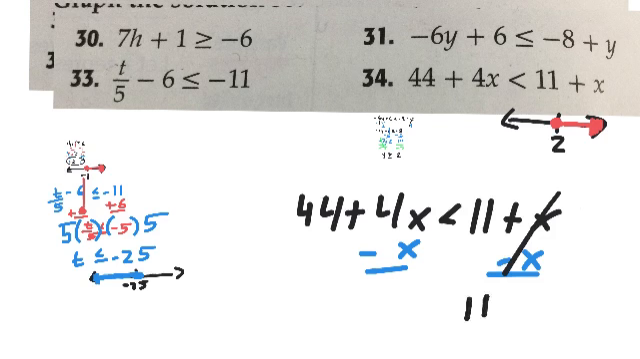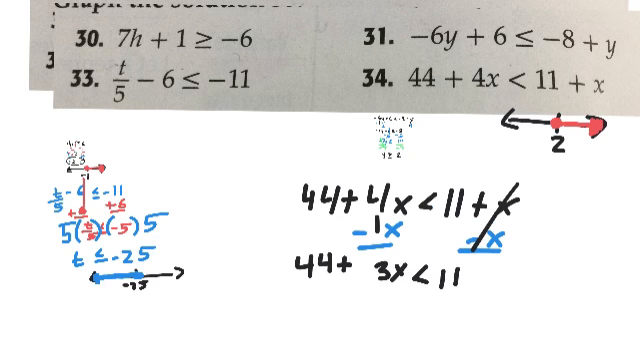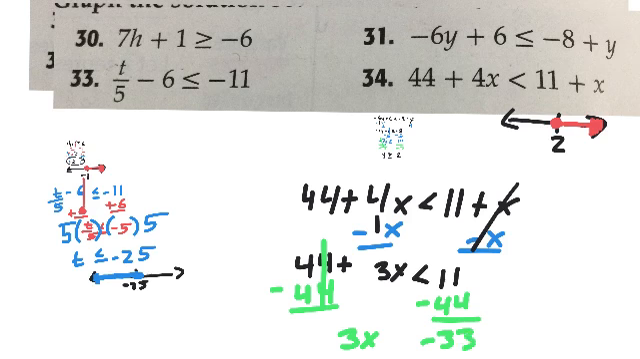4x minus x is 3x. And then I've got this 44 that needs to be brought down. My inequality should be facing the same direction. So I have 44 plus 3x is less than 11. Now I want to get rid of the 44 first by subtracting 44 from both sides. That's going to give me 3x and negative 33. Keep that facing the same direction.